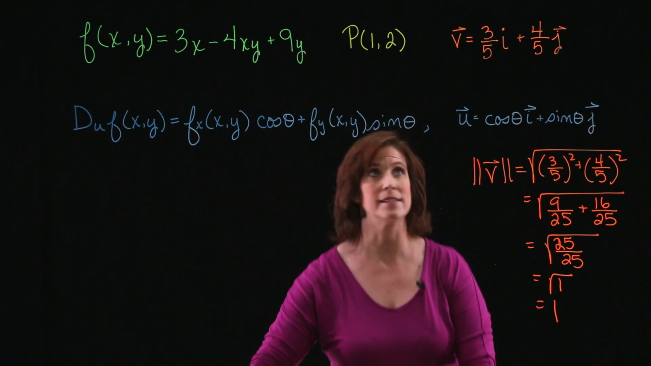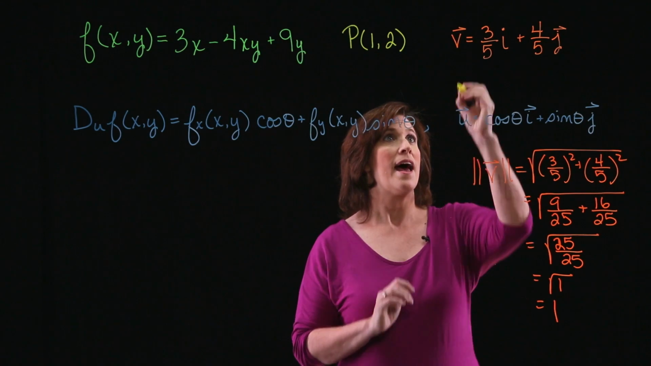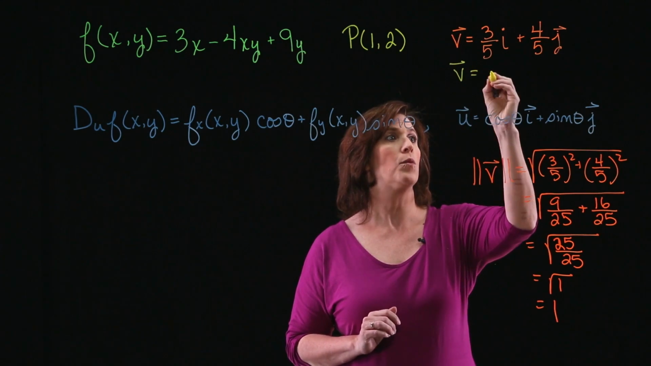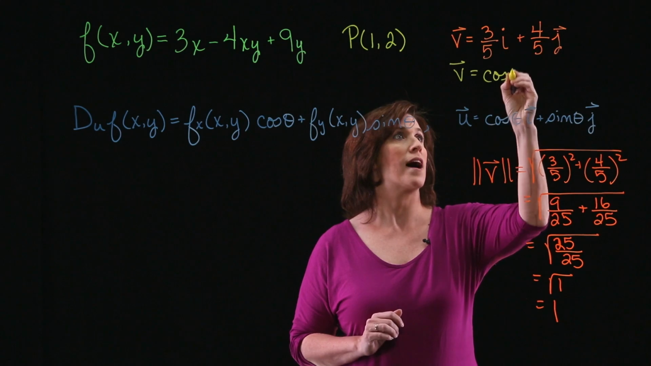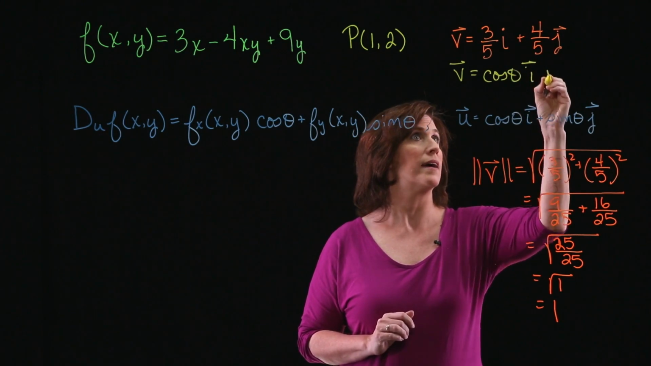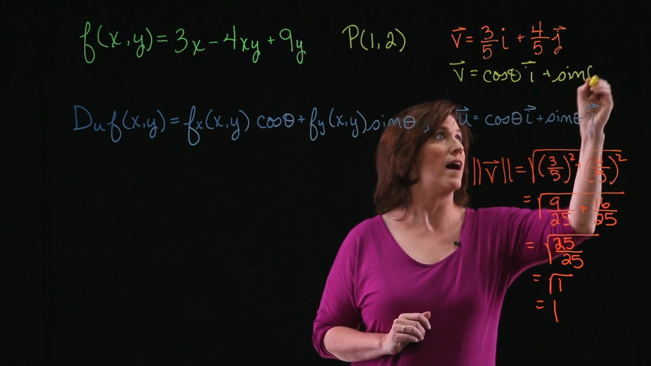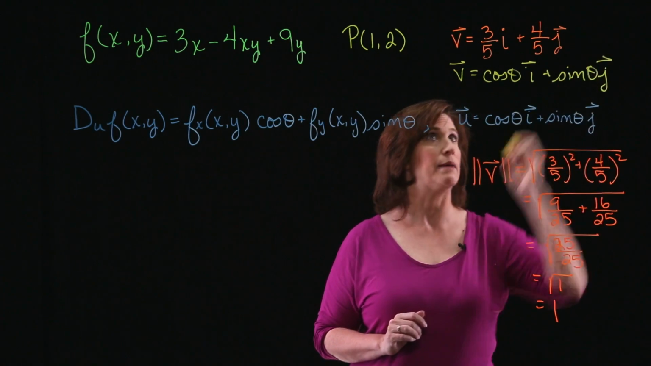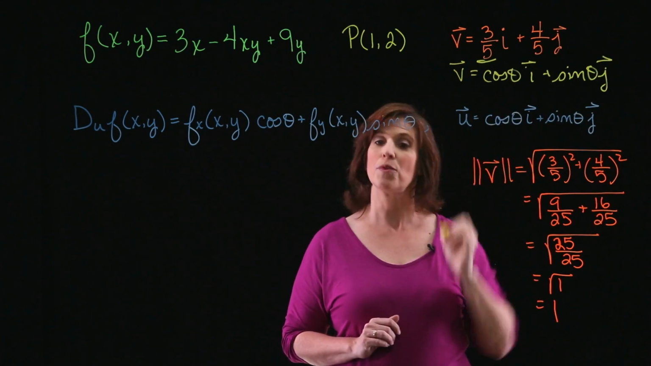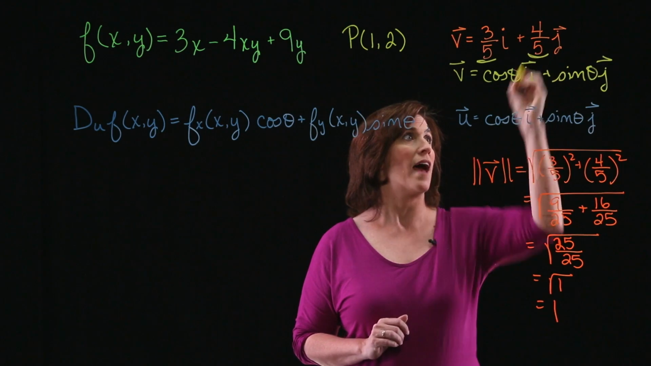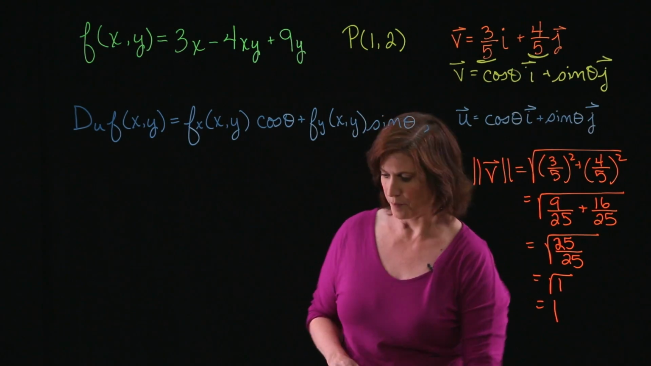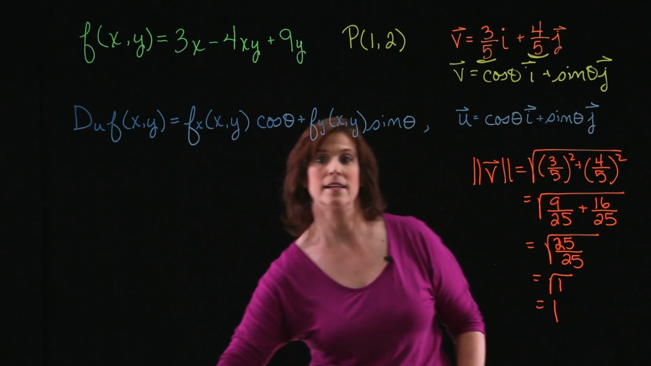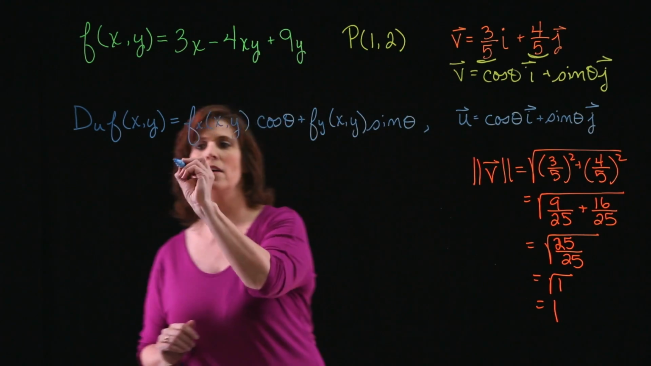So I can think of this as being written as v equals the cosine of theta times i plus the sine of theta times j. In other words, 3/5 is cosine theta and 4/5 is the sine of theta. So now I can apply this to my definition.